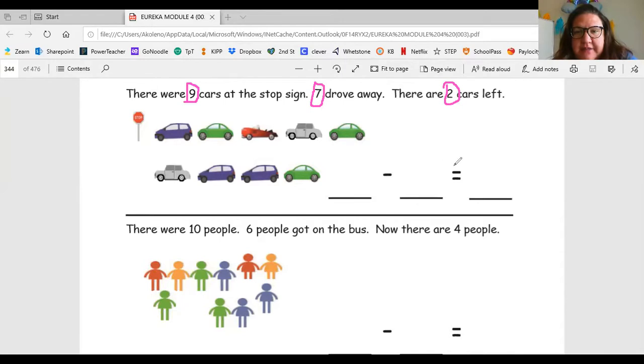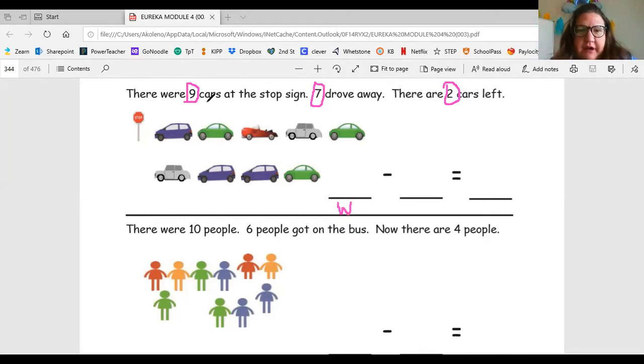First, we need to think about this number sentence and what number goes first. Is it a whole or a part that goes at the beginning of a subtraction sentence? What do you think about it? The whole number, right? Because we have to take away from the whole. We don't take away from a part. That doesn't make any sense. We take away from all of them together.